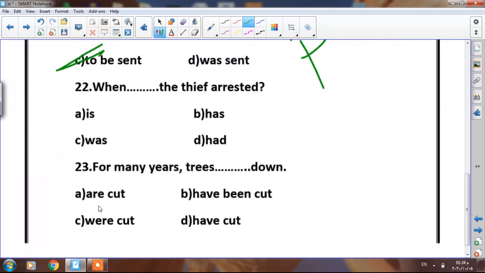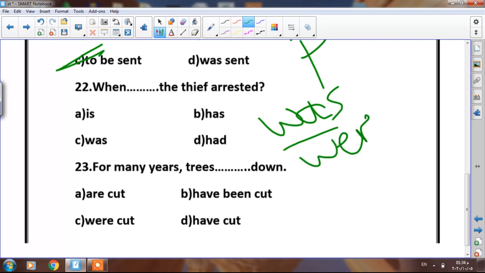When dot the thief arrested? When has, when was, when had? Of course, here it is past passive, so I will use was or were plus past participle. I cannot say "when is the thief arrested," because this means that the thief is always arrested. No, I should use "when was the thief arrested."